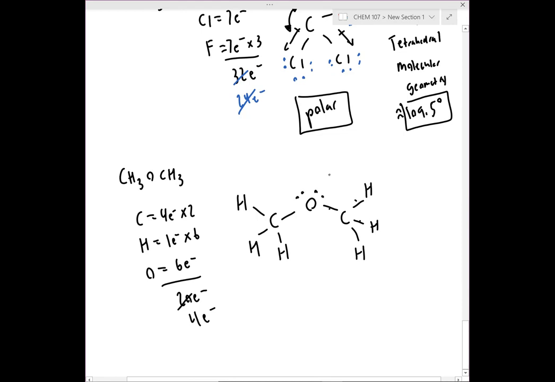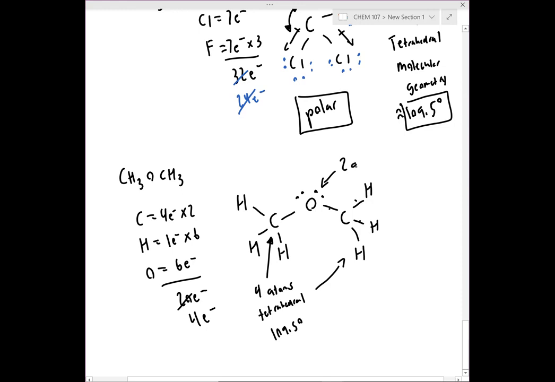So now that we have this structure complete, let's look at each of our central atoms. Looking at this carbon, if we have 4 bonded atoms, what would the geometry be on this carbon? Tetrahedral. Okay, so we have bond angles of 109.5. So both of our carbons are tetrahedral.